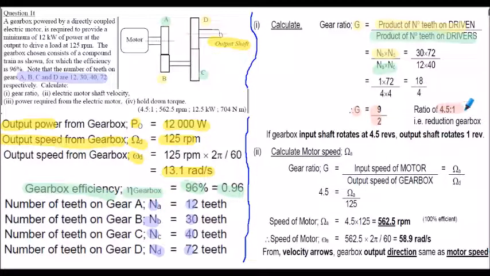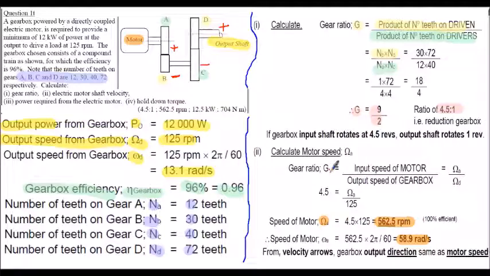Then it wants us to find the electric motor shaft speed. The electric motor shaft speed is the input shaft speed, and again, we can find that from the gear ratio. So parts 1 and 2 are no different to what we've done before. My speed of the motor, I've called speed A there: 562.5 RPM. That's my motor speed. I've also put that in radians per second. It didn't ask us for the output direction, but we can use velocity arrows. We can see here that it's going to be negative, positive.